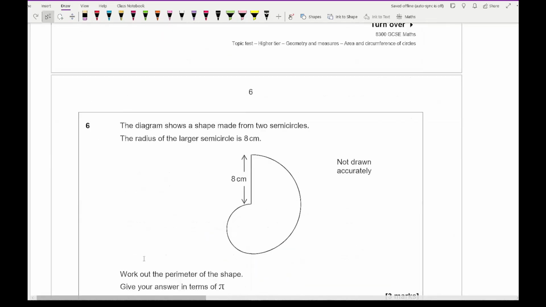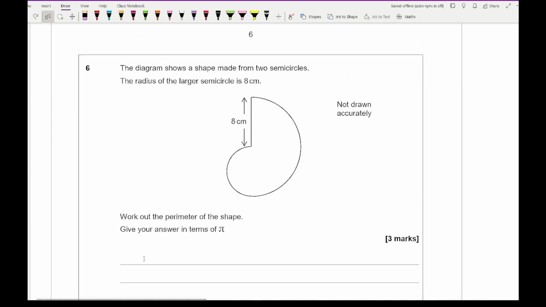Question 6, it says the diagram shows a shape made of 2 semicircles. The radius of the large semicircle is 8 centimeters, and it says work out the perimeter of the shape, give your answer in terms of pi. So for this, if I label or color code the two sections, that orange length I know is 8. I need to work out this blue length, and I then need to work out this pink length here. Actually, let's use a different color. Let's go for green, it's a little bit more contrasting.